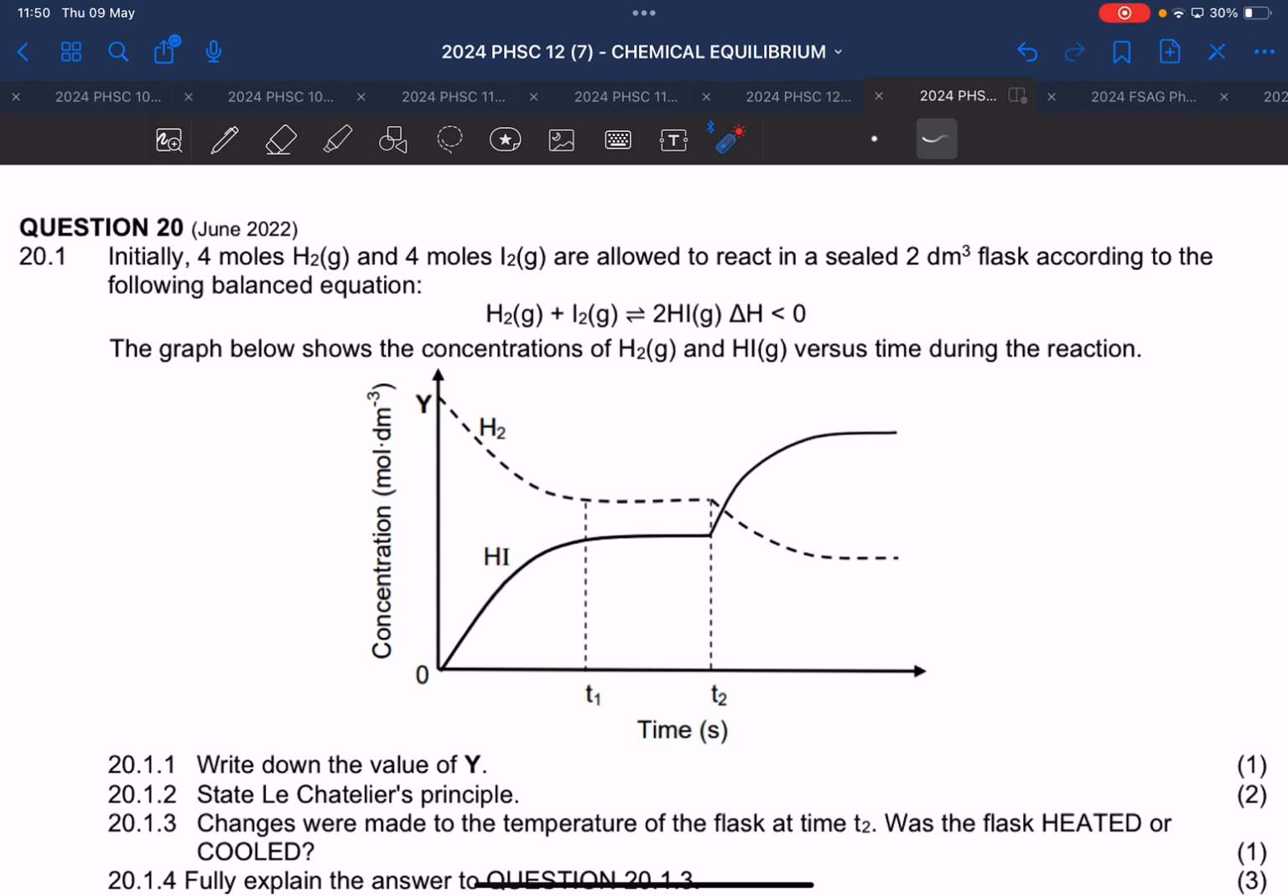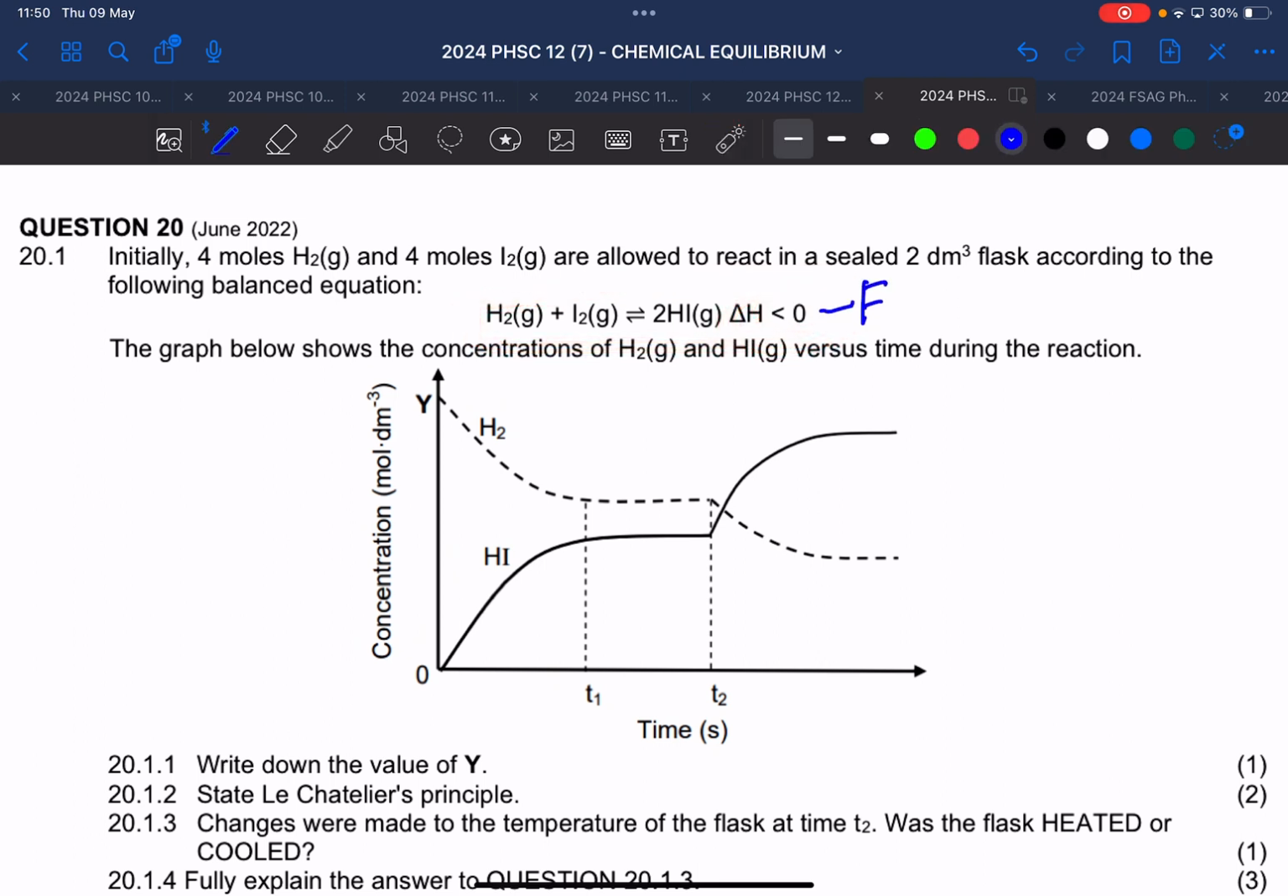Initially 4 moles of hydrogen gas and 4 moles of iodine are allowed to react in a sealed 2 cubic decimeter flask according to the following balanced equation. Okay, what do we see here?